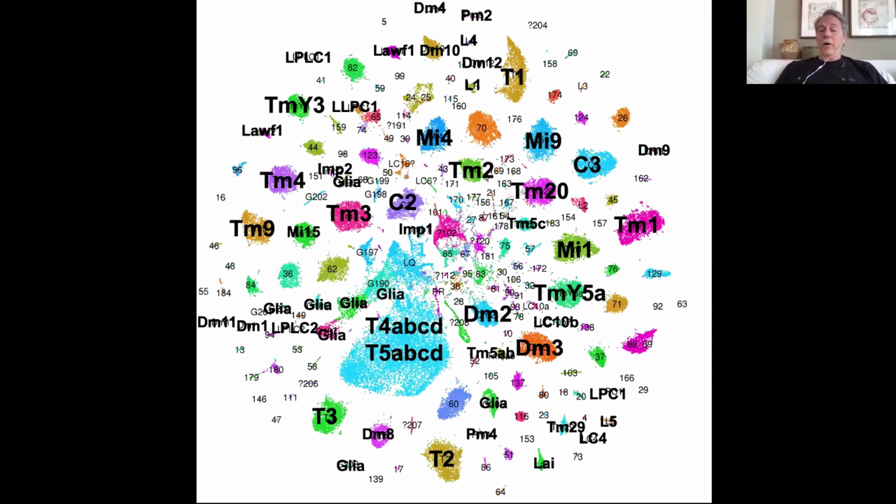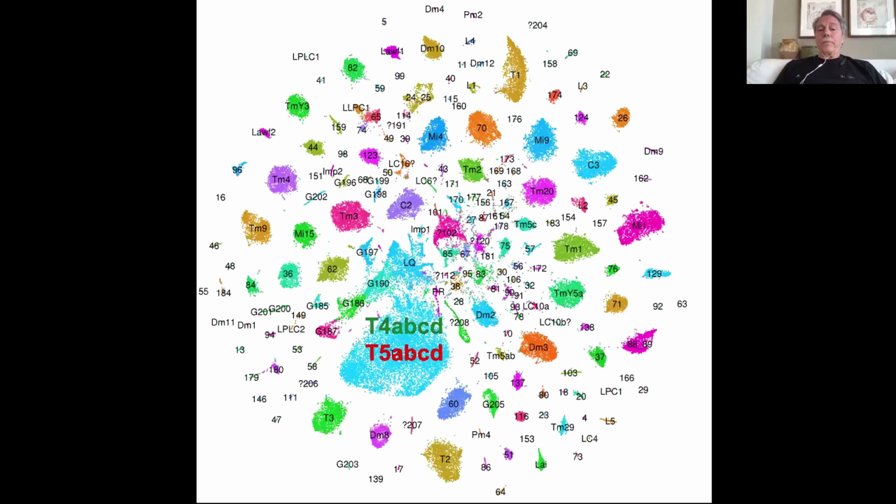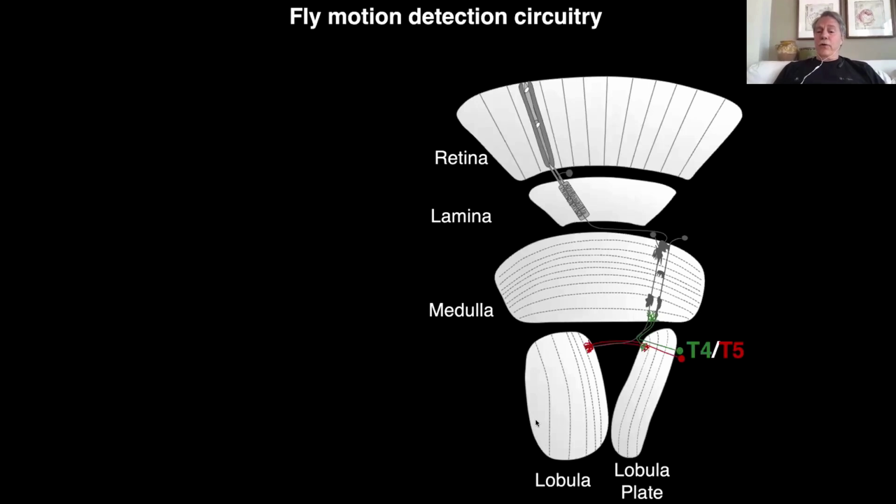So we need to go back earlier in development. But first, let me tell you what those neurons are and how they can differ from one another. Okay? So those are the first motion-sensitive neurons in the brain. And those motion-sensitive neurons are called T4 and T5. And there's a cell body here. You remember, this is the retina, the lamina, the medulla, the lobula, and the lobular plate.